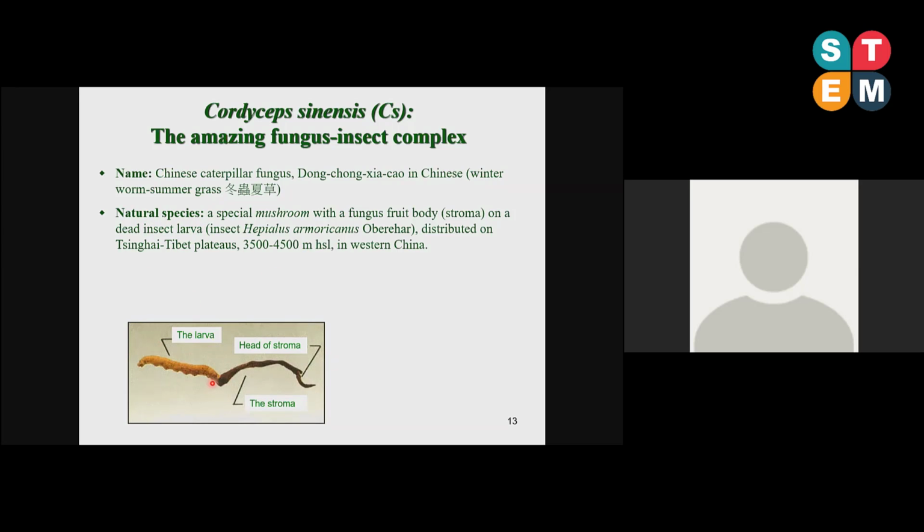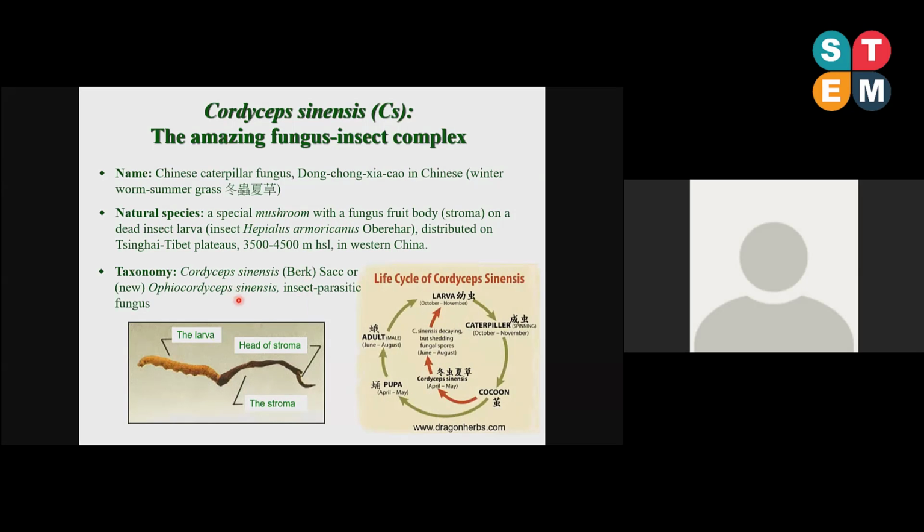Actually, they are an insect larva, and on the top is the fruit body. The fungal fruit body forms from the infection of the whole insect, and the whole complex is called winter worm, summer grass. Naturally, they are mainly found in the high mountain Qinghai-Tibet plateau, at a very high altitude in Western China, and probably also in nearby regions like India.